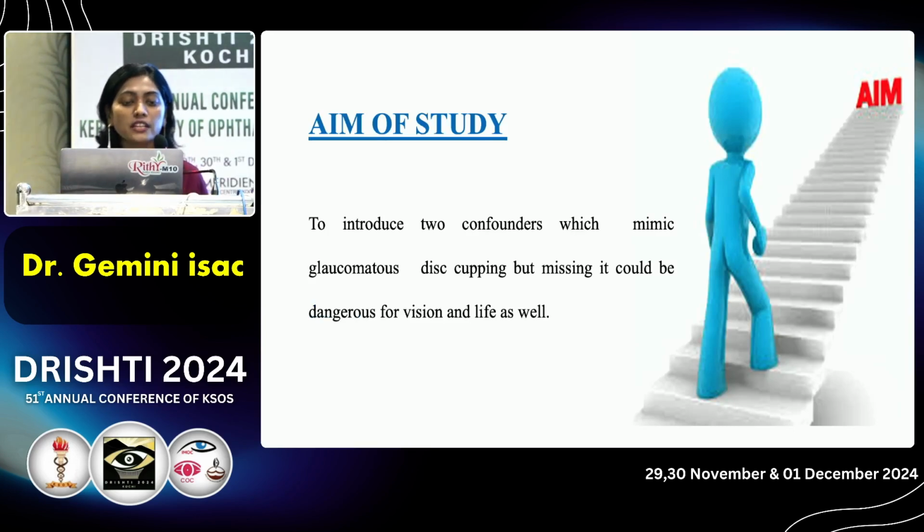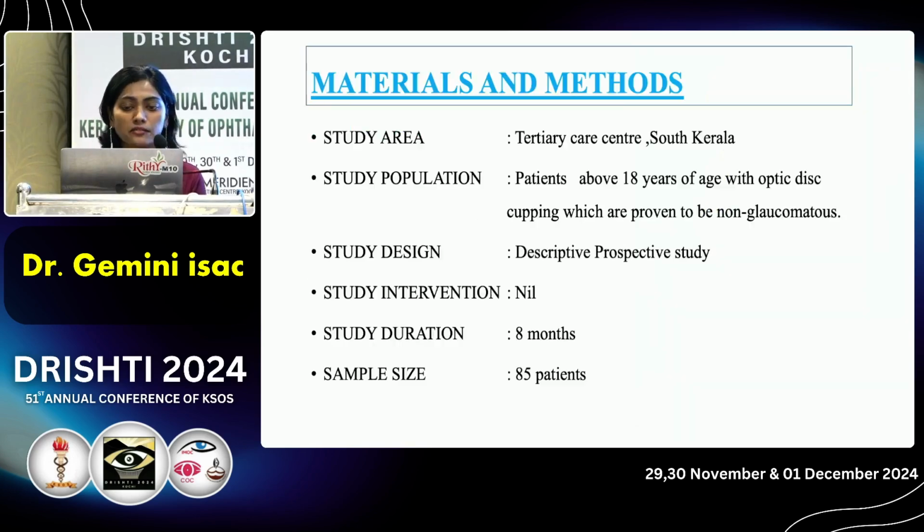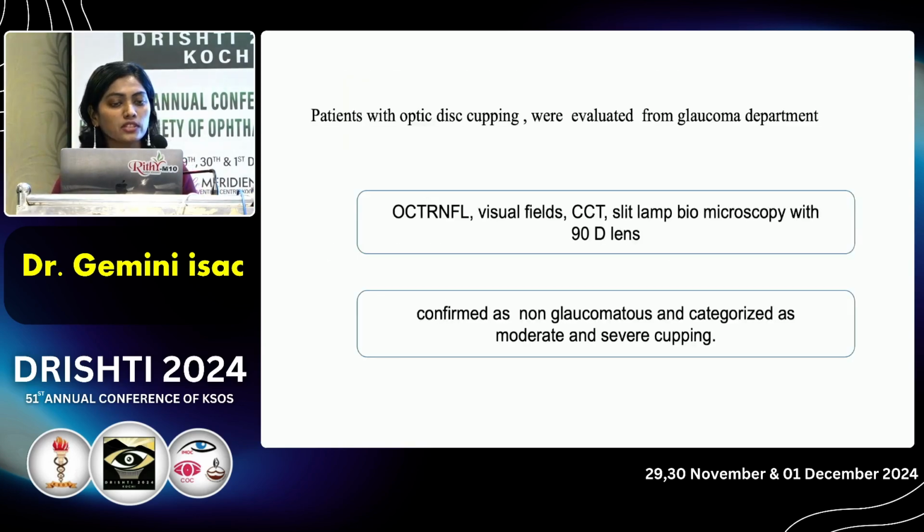My aim of the study is to introduce two confounders which mimic glaucomatous disc cupping, but missing them could be dangerous for vision and life as well. We selected 85 patients over a duration of 8 months from a tertiary care center in South Kerala, and patients above 18 years with optic disc cupping, which if proven to be glaucomatous, were selected for the study.